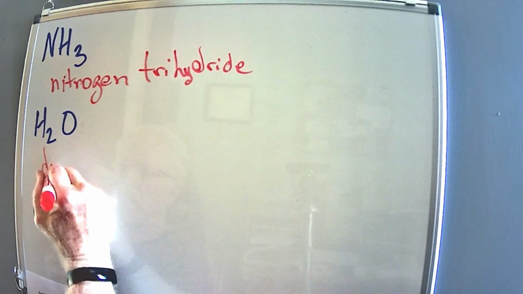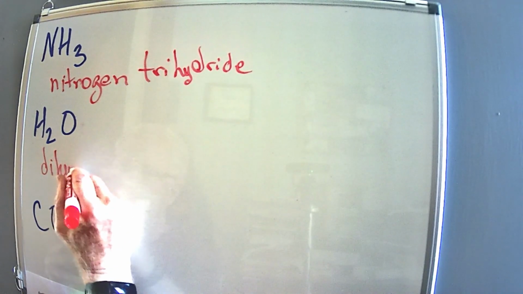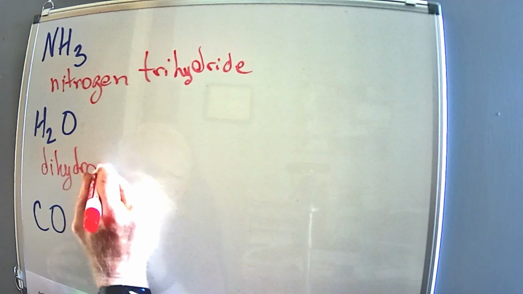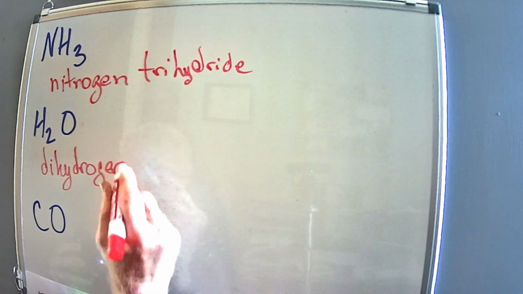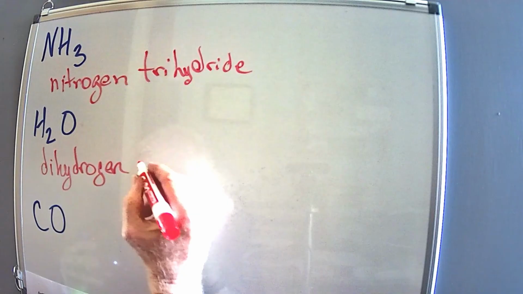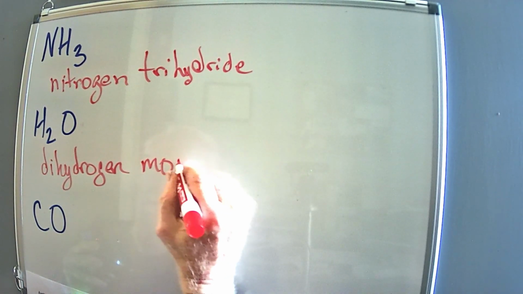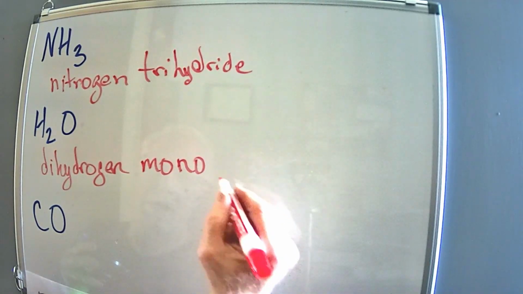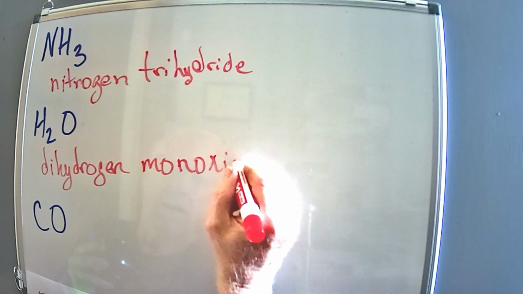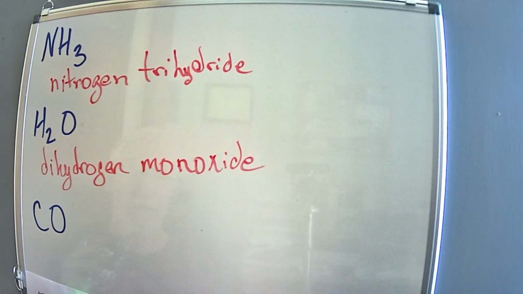Our next one, we have 2 hydrogens. Prefix for 2 is di. So dihydrogen. There's 1 oxygen. Prefix for 1 is mono. Since oxygen starts with an O, we're going to just drop 1 of them. So it'd be monoxide instead of monooxide.